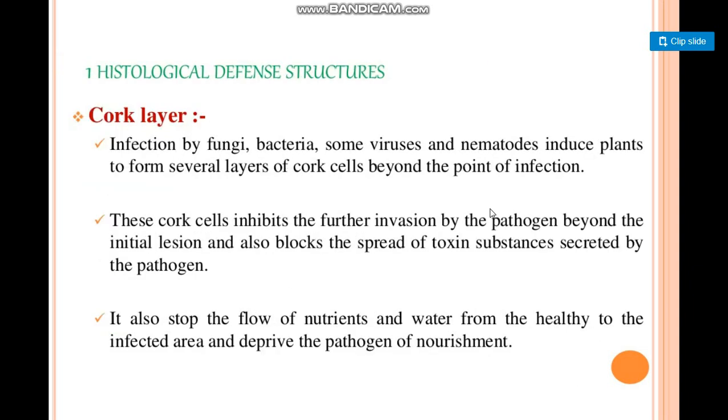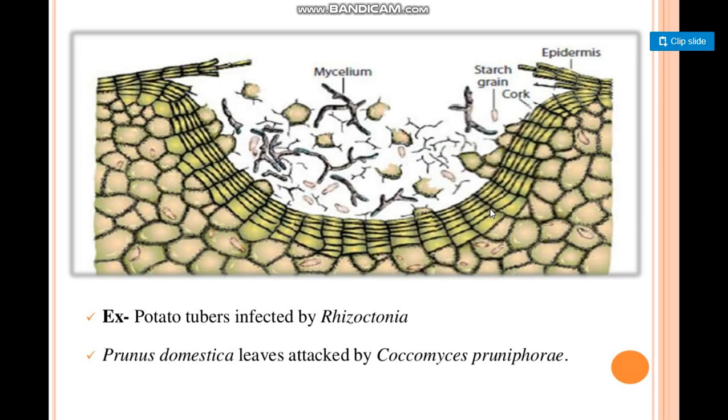Infections by fungi, bacteria, some viruses, and nematodes induce the plant to form several cork layers beyond the points of infection. This also stops the flow of nutrients and water from the healthy to the infected area and deprives the pathogen of nourishment. This diagram shows potato tubers infected by Rhizoctonia.